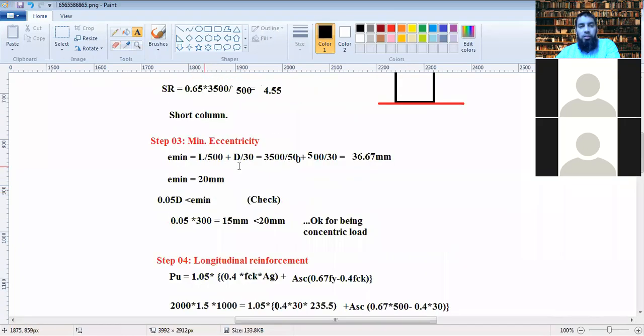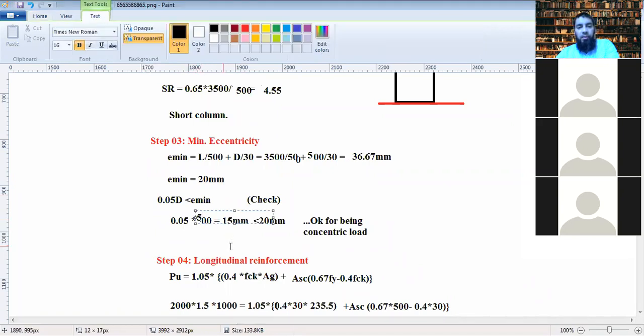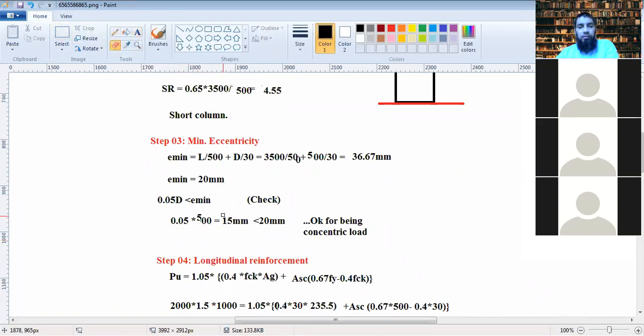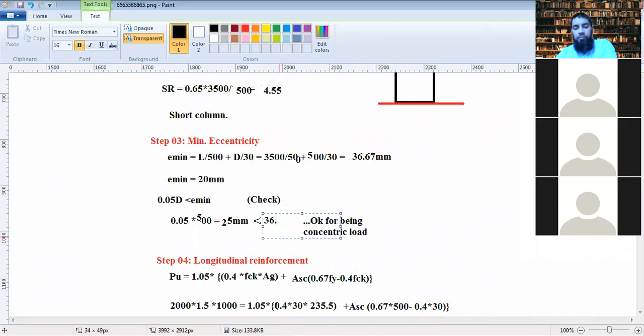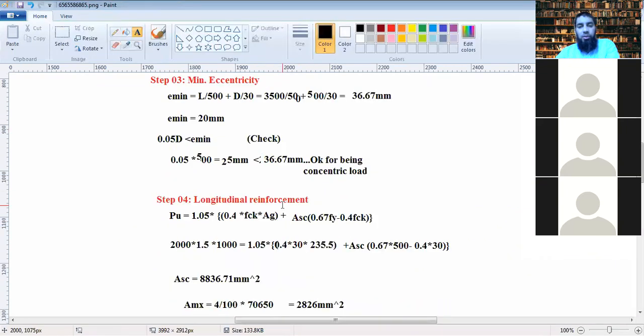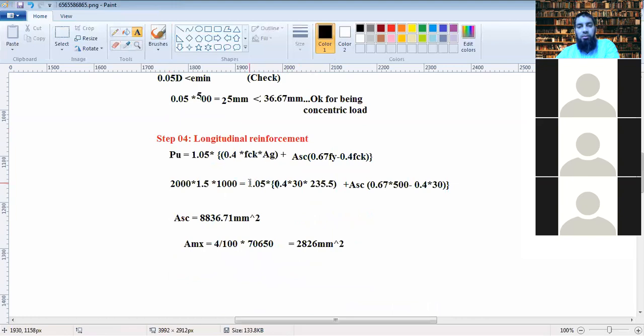So it will be the maximum of these two, that will be 36.67. And your 0.05 of 500 comes out to be how much? 25. Which is less than the maximum of the two, that is 36.67. So it's okay. We can consider it as a concentric loading still.